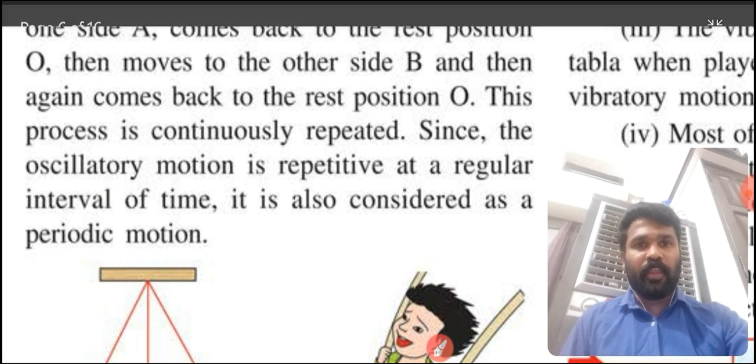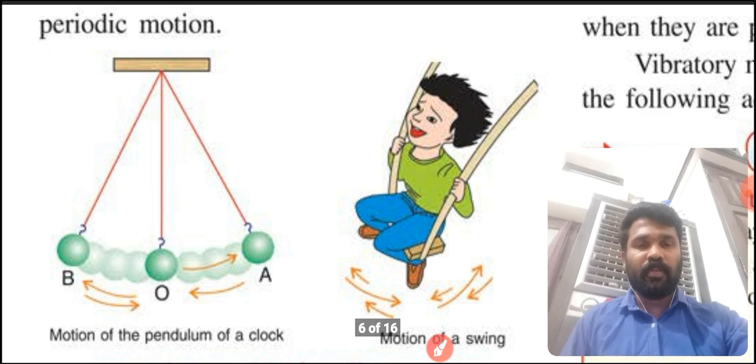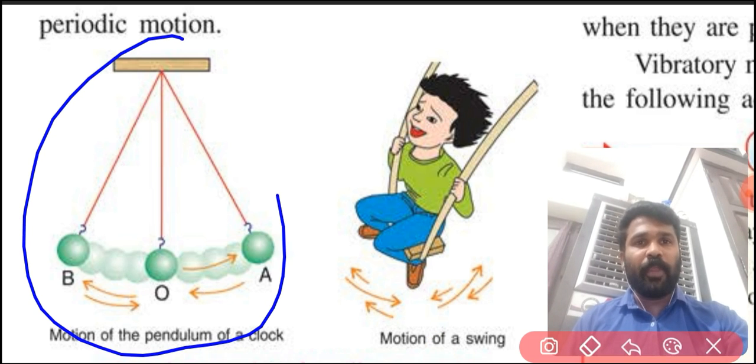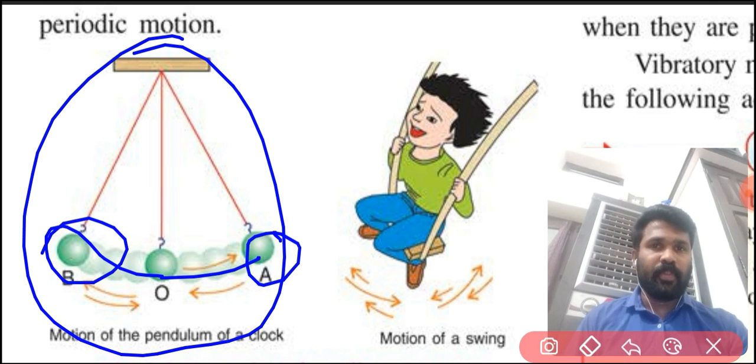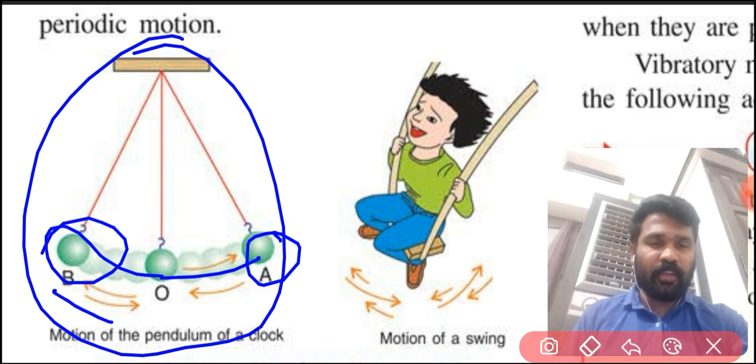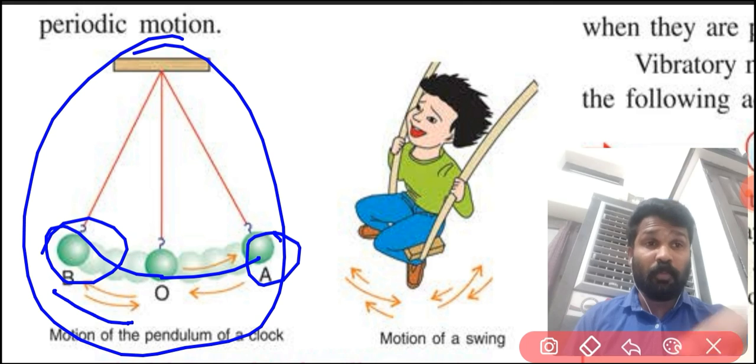Okay students, here you can see two situations. First one, the motion of a pendulum of a clock. You see, from A it starts and reaches O, then finally it reaches B. Then from B it comes back to the original position A. So it is an oscillatory motion.